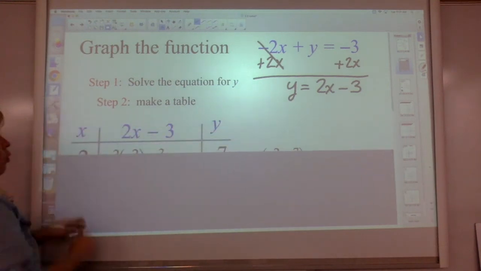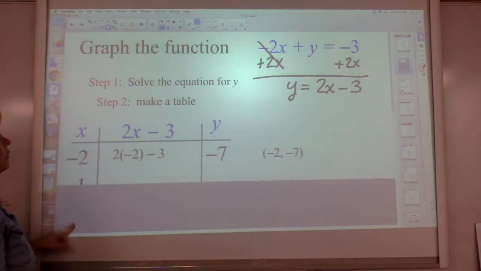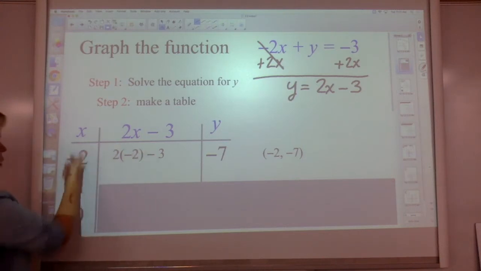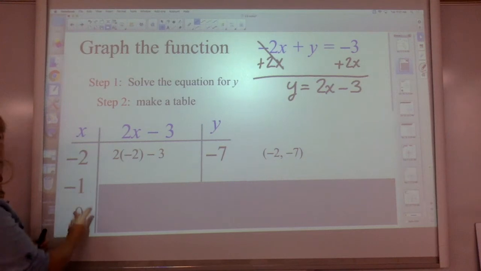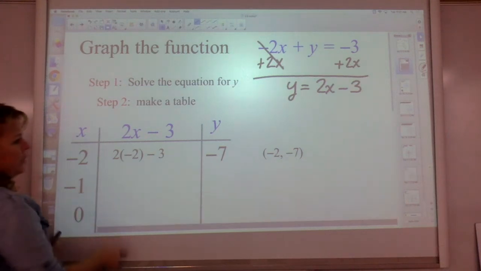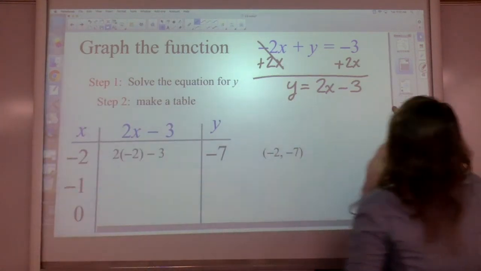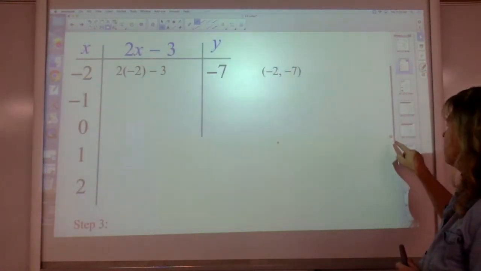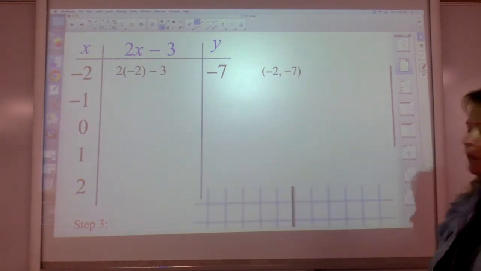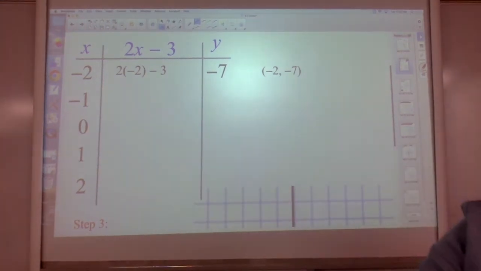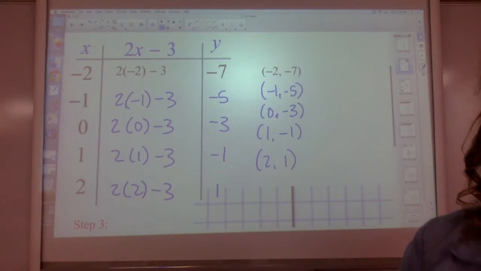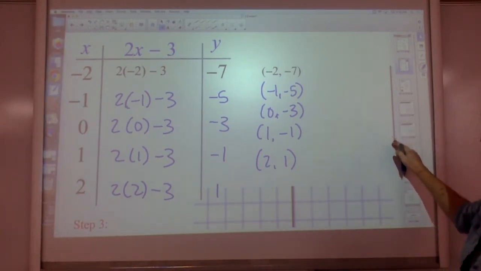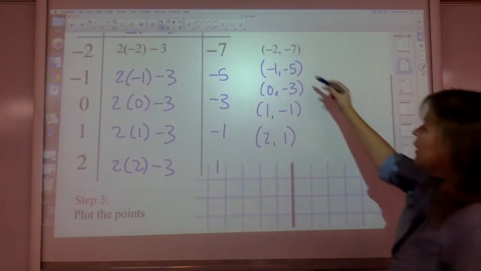Now we have a table, and we want to put our domain in there. Because there's no fraction, we can go with our usual negative 2, negative 1, 0, 1, and 2. Go ahead, pause the video. Let's fill this out and come up with 5 ordered pairs here before we do any graphing. All right, pause it. Okay, you should have your chart all the way filled out and your 5 points that you're going to graph.